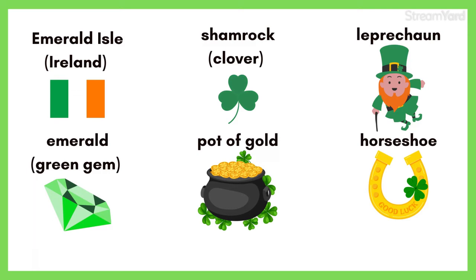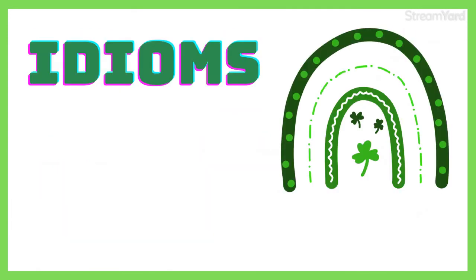Leprechaun, short little man. That's a cobbler for the fairies, and he has lots of gold. And emerald, a green gem. Pot of gold, the leprechaun has a pot with all his money and gold in it, and a horseshoe for good luck.